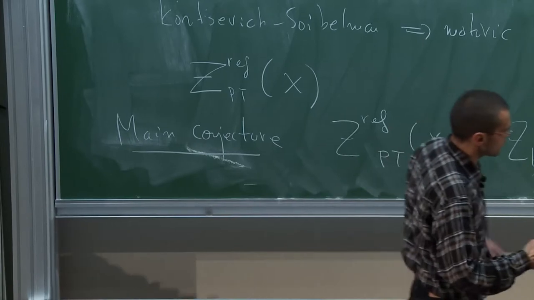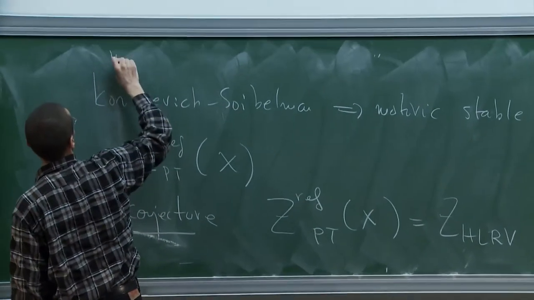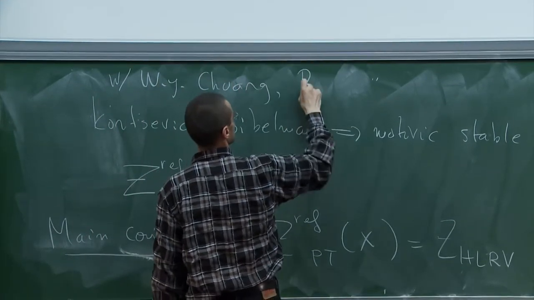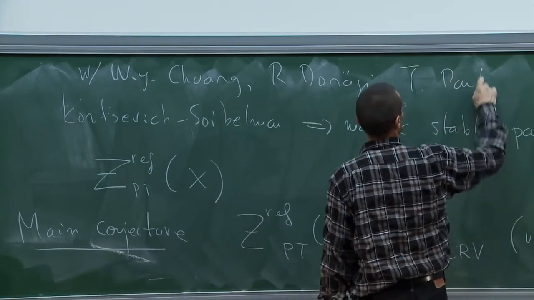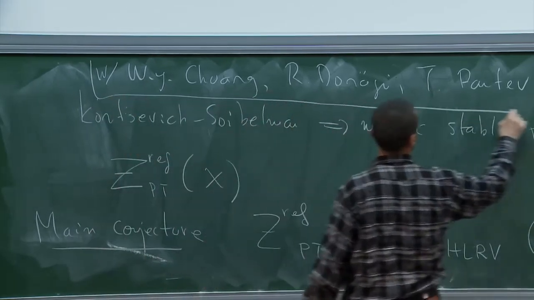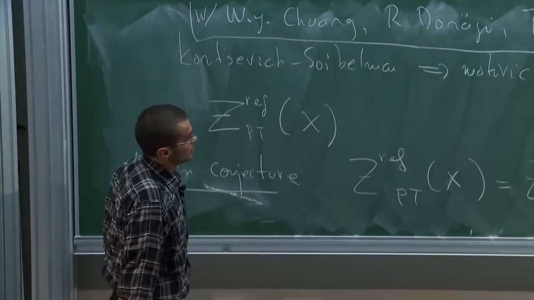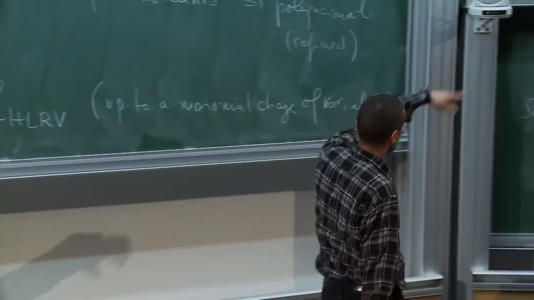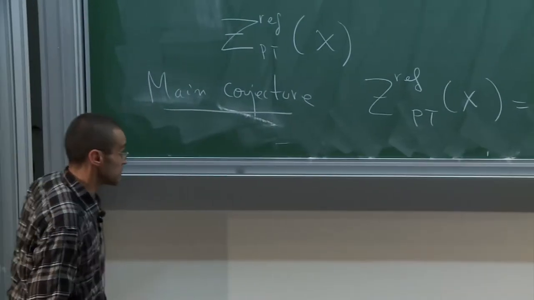This is one of the conjectures we have. Oh, I forgot, I should say this is all work with Wu-yen Chuang, Ron Donagi, and Tony Pantev. So this is work done together with Wu-yen, Ron, and Tony. And one of the main conjectures we formulated is this one: to identify this side of this identity as a refined PT partition function.